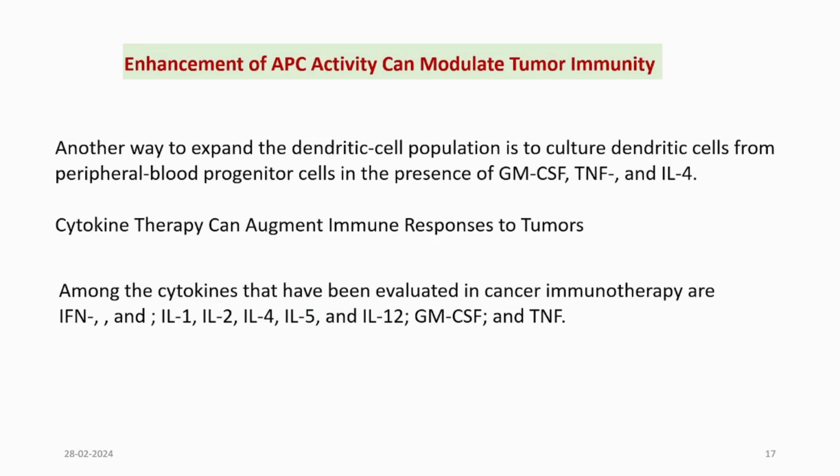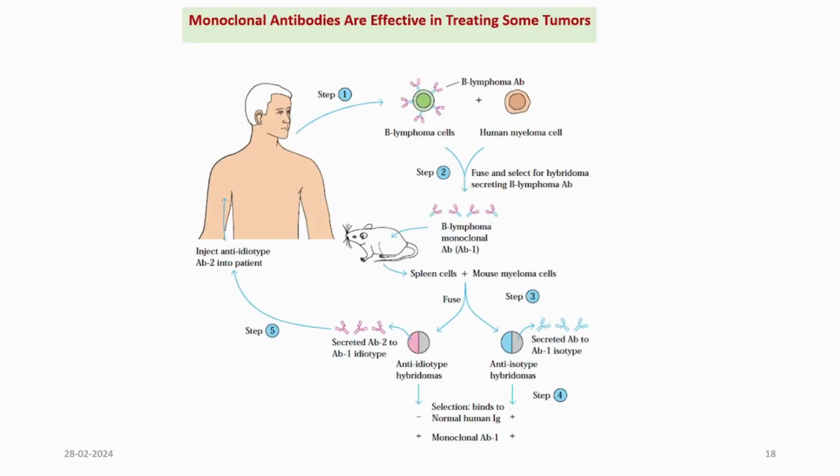Another way to expand the dendritic cell population is to culture the dendritic cell from the peripheral blood progenitor cell in the presence of GM-CSF, TNF-alpha, and IL-4. Cytokine therapy can augment an immune response to tumor. Among the cytokines that have been evaluated in cancer immunotherapies are interferon gamma, IL-1, IL-2, IL-4, IL-5, IL-12, GM-CSF, and TNF-alpha.